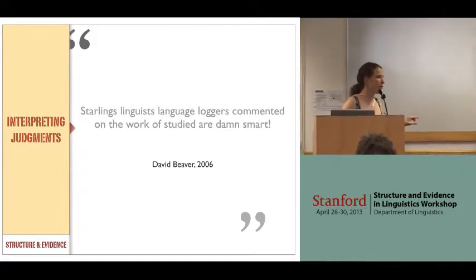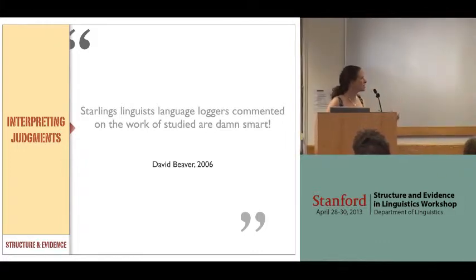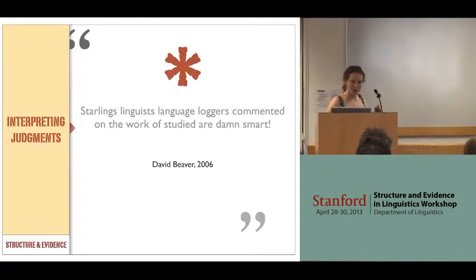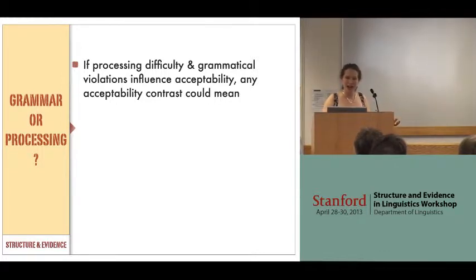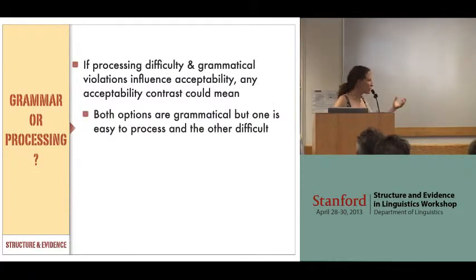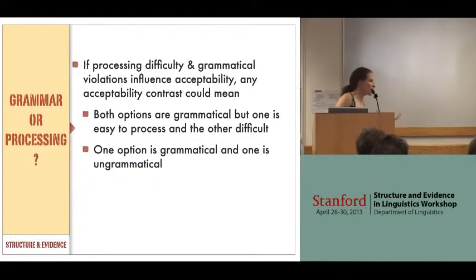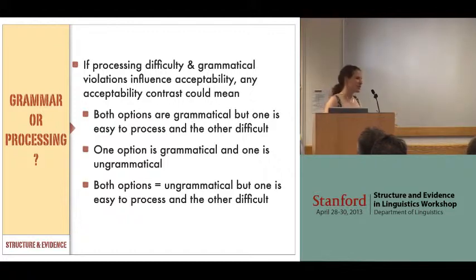Right? We know that it doesn't always reflect grammar because we have these sentences that most people judge to be pretty bad. We give them the star, but we don't think it's because of grammar. We think it's for some other reason. So this puts us in a pretty difficult position, right? So processing difficulty and grammatical violations can both influence acceptability. Then you have an acceptability contrast, but it could mean that both of your options are grammatical, but one is just easy and the other one is hard. It could mean one's grammatical and the other one's ungrammatical, or it could mean that they're both ungrammatical and one is easy and one is hard, right?